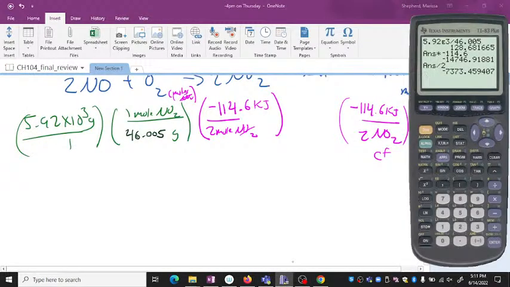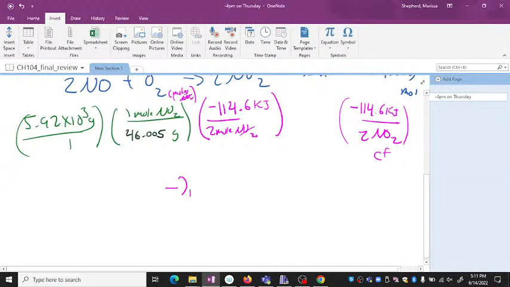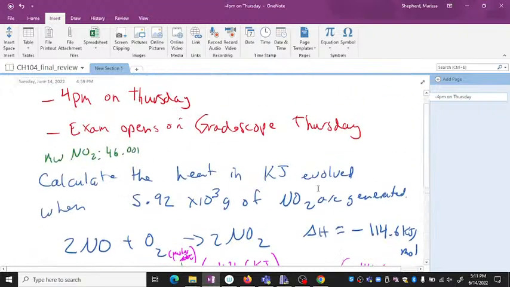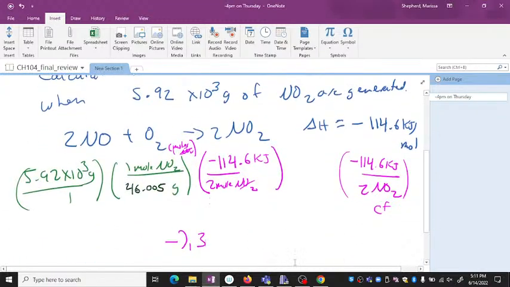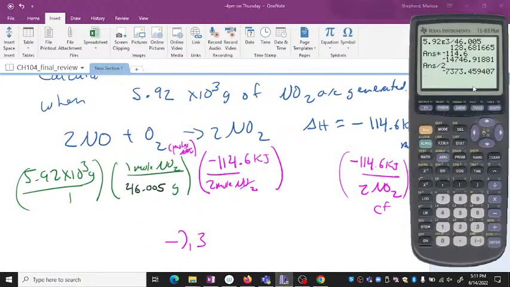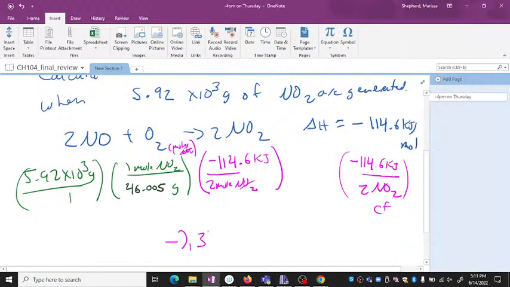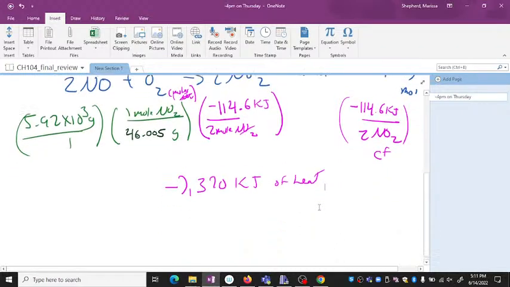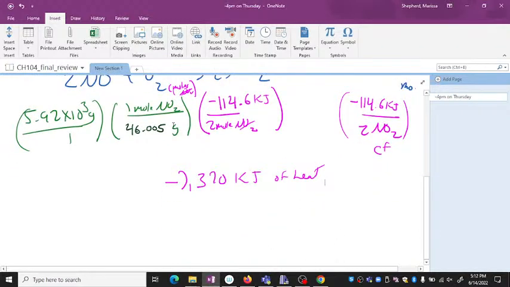So then negative 7,300, let's see, so we're given 3 sig figs. So 7,370 kilojoules of heat. All right, let's do the next question.